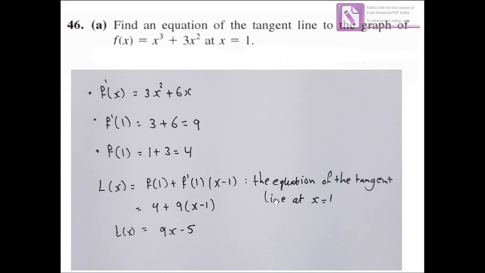This is the equation of the tangent line at x equals 1, where f(1) is equal to 4 and f prime(1) is equal to 9. So L(x), or the equation of the tangent line at x equals 1, is equal to 9x minus 5. So if it says find an equation of the tangent line or the linearization of the function, it will be the same. Just use this: L(x) equals f(a) plus f prime(a) multiplied by (x minus a).